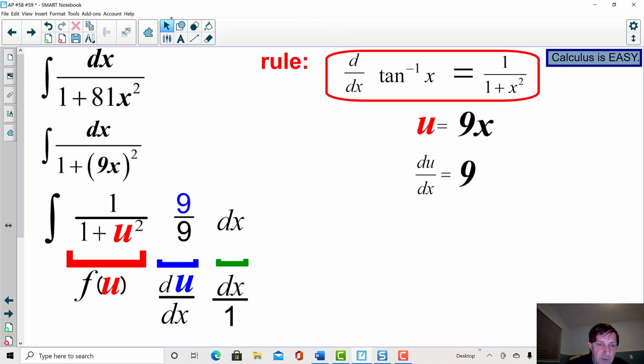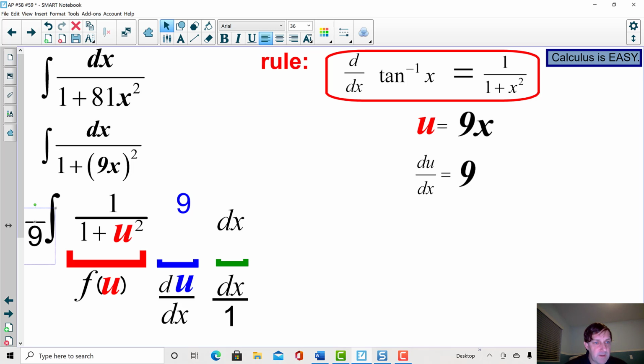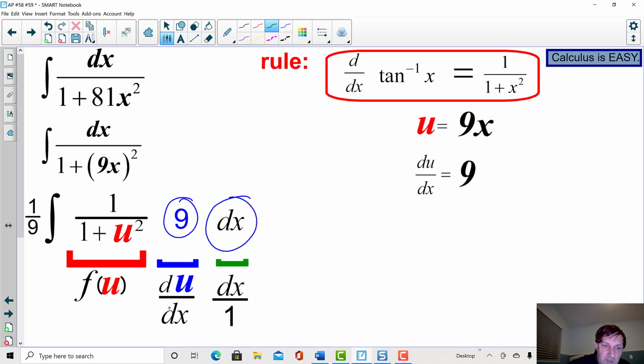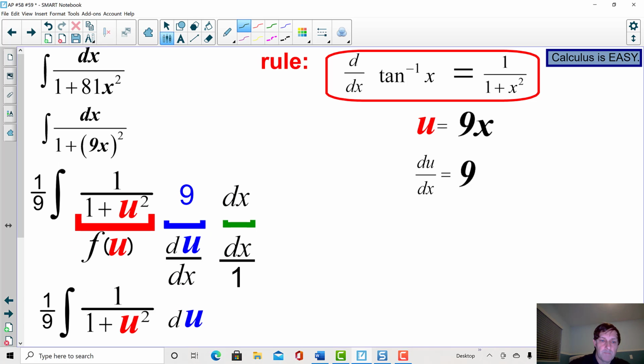Now we don't need the 9 on the bottom, so we'll move that to the outside. It'll become 1 over 9 on the outside. And since our du dx is just 9, we have a 9. So that means we have our du dx, and it's sitting right next to our dx. So we can cancel the dx's, and we'll just be left with du.